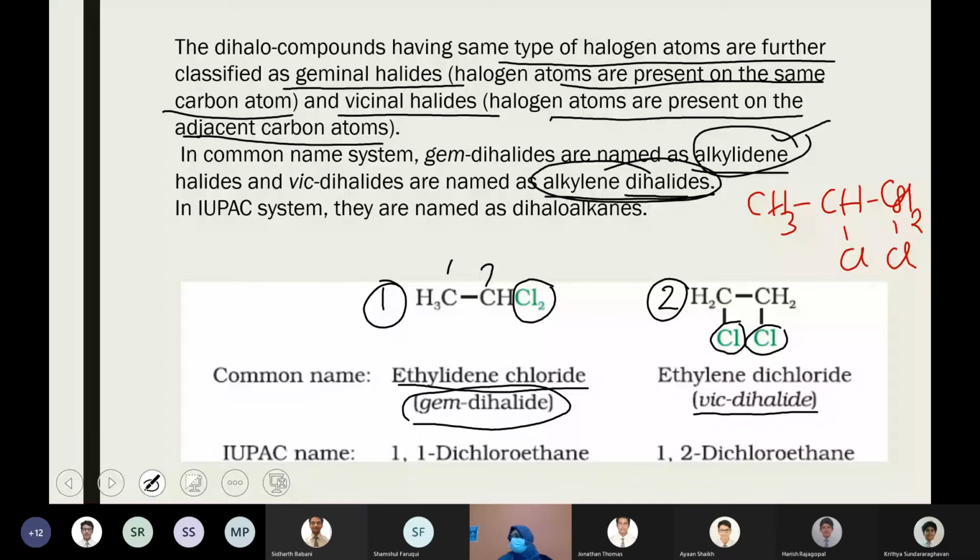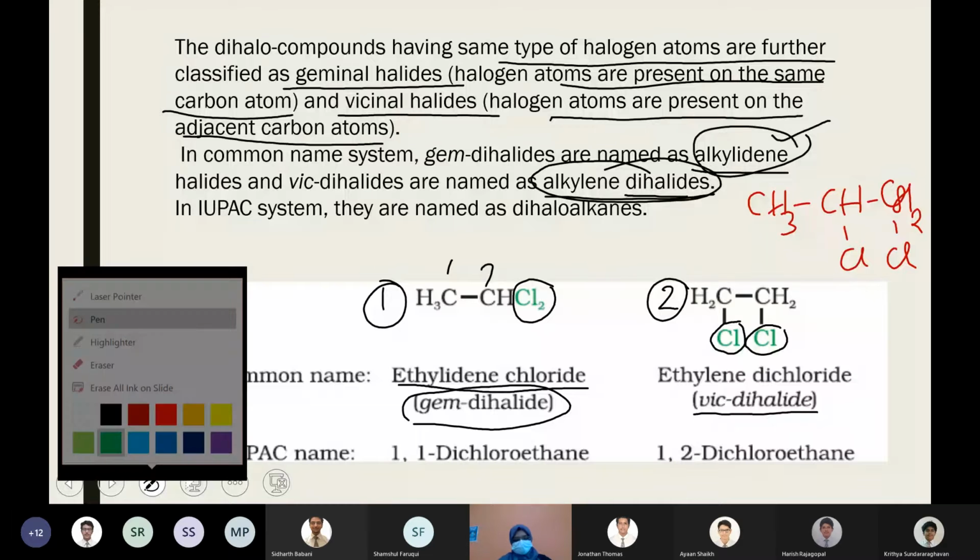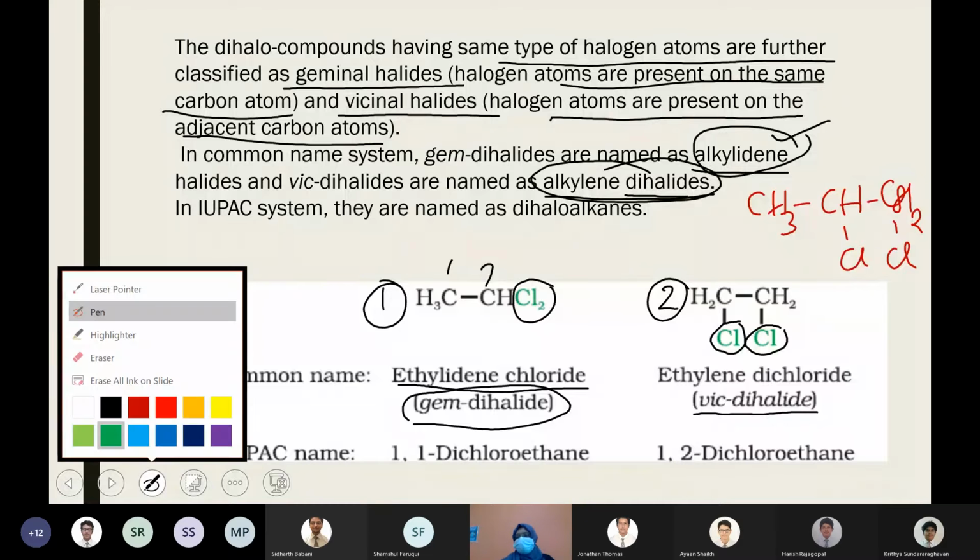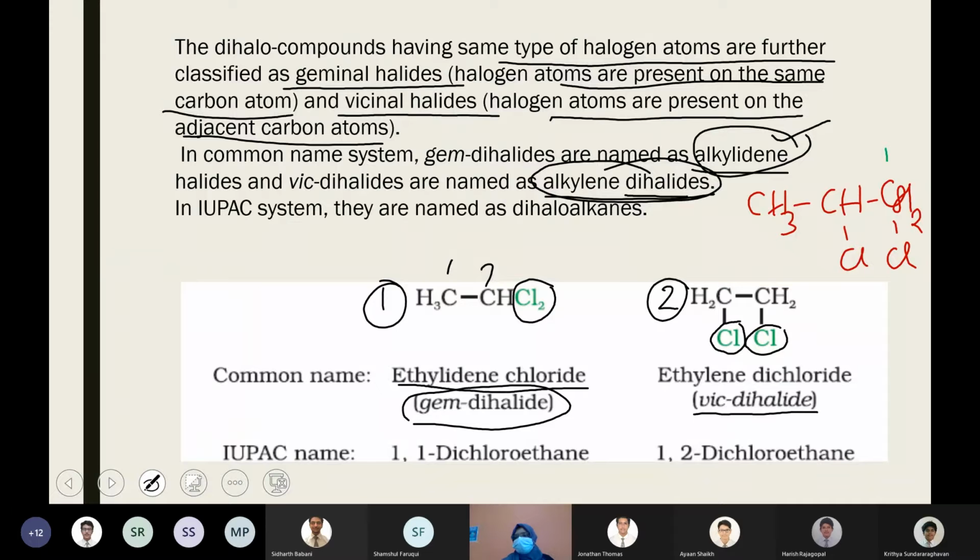And how will you write the name in the IUPAC system? You should start the numbering from here: 1, 2. Propane. 1,2-dichloropropane.